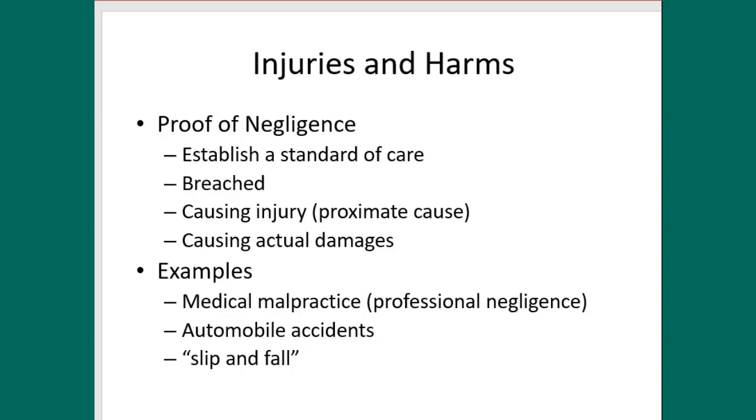Examples are medical malpractice in the medical field, where we would have to prove that a doctor violated a certain professional standard of care, resulting in an injury, resulting in damages. Automobile accidents. Yes, of course, it's easy because we have traffic laws. So the violation of a traffic law resulting in an accident which caused an injury and damages would be a good example of a proof of negligence.